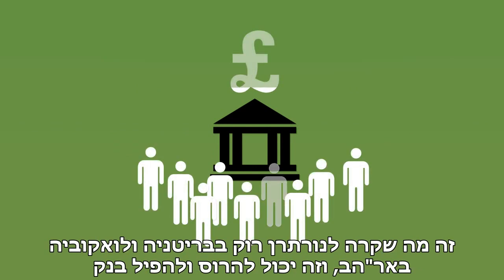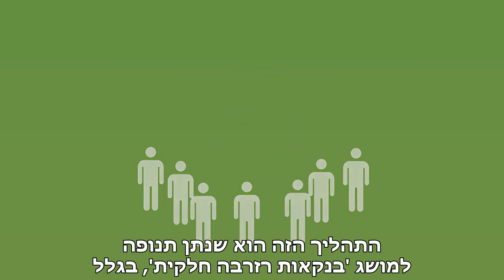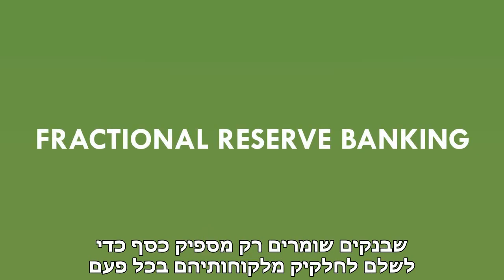This is what happened to Northern Rock in the UK and Wachovia in the US, and it can destroy a bank very quickly. This process is what gave rise to the term fractional reserve banking, because banks only need to keep enough money to repay a fraction of their customers at any time.